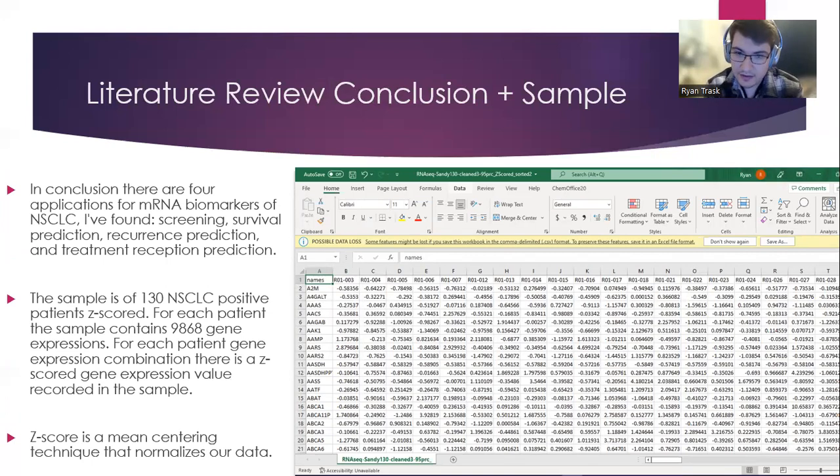I said I'm supporting these applications, but what exactly am I doing to support them? First, let's understand what I'm actually working with. I was very lucky to be provided with 99,868 gene expressions for 130 patients. You can see a little example in Excel on there. And know that these gene expressions have been z-scored. That means they've been centered around a mean. It makes it easier to work with, that's all.